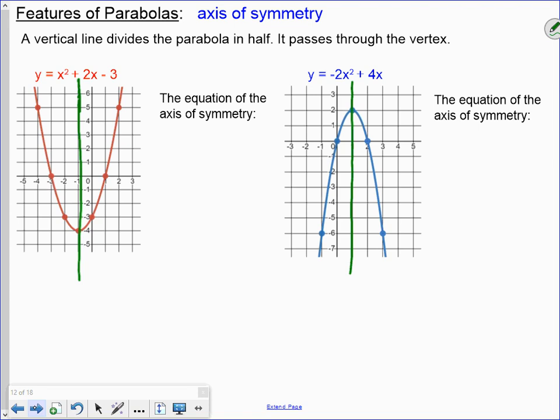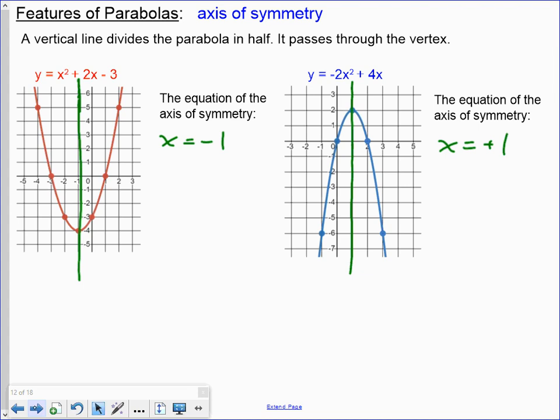So for the one on the left here, the equation of the axis of symmetry is x equals -1. It's a vertical line passing through -1. Over on the right, our axis of symmetry has the equation x equals 1. It's a vertical line that passes through 1.